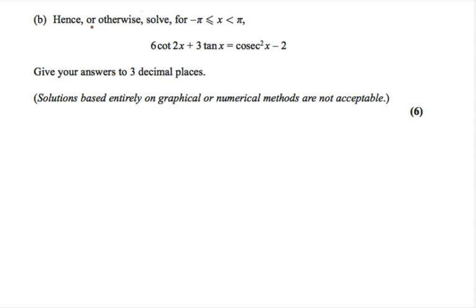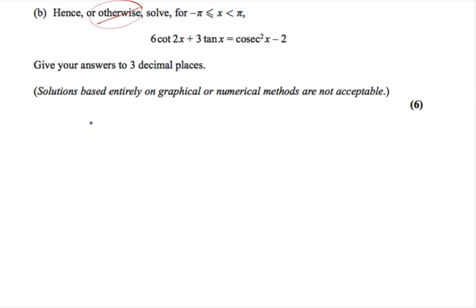Part B says hence or otherwise. Well, we know it's not going to be an otherwise question. It's going to use what we've just done in part A. Solve for x between minus pi and pi: 6 cot 2x plus 3 tan x equals cosec squared x minus 2. Give your answers to 3 decimal places.